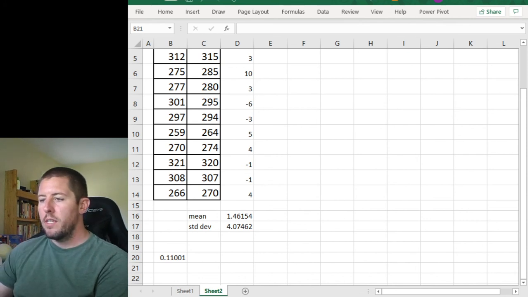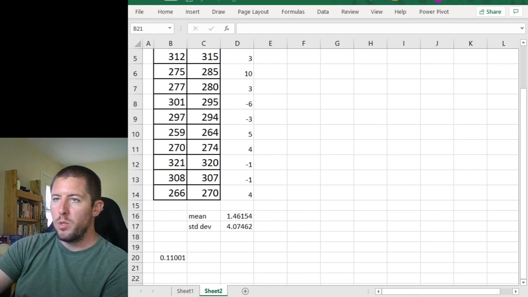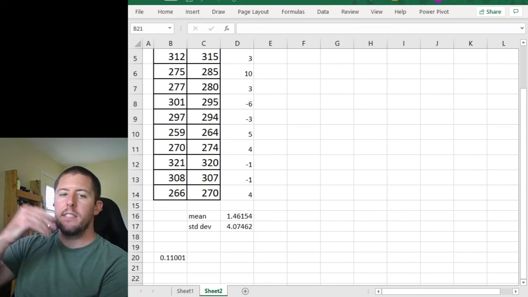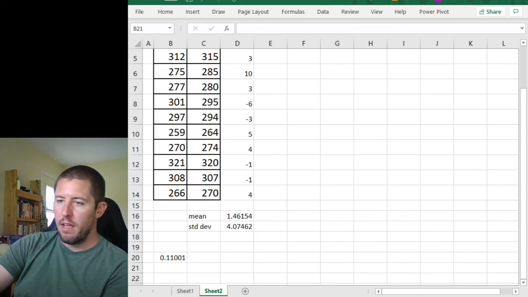So notice again that our alpha value was 0.1, our p-value was 0.11, and therefore our p-value is greater than our alpha value. This does not exceed our threshold of weirdness for ourselves. So let's go ahead and compare and conclude.